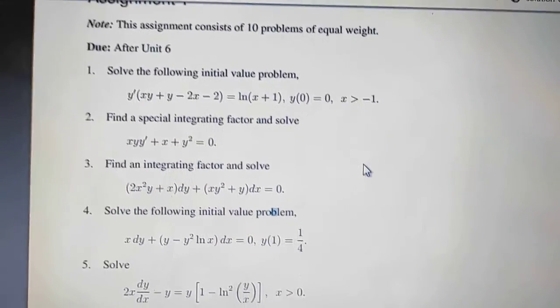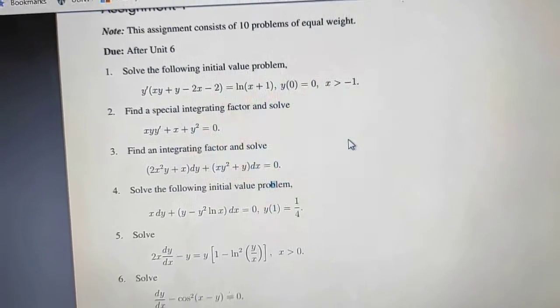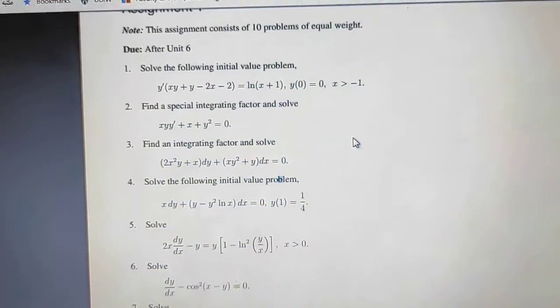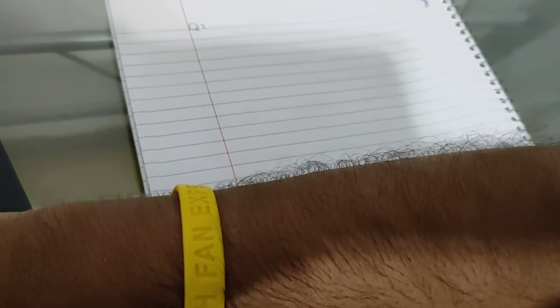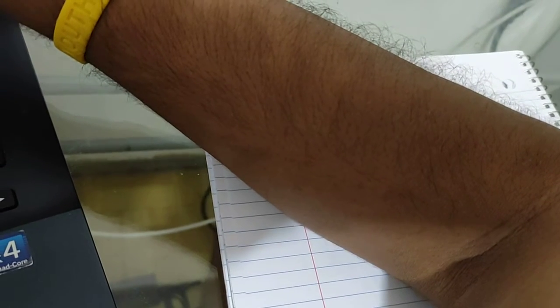Question number 2, assignment 1. It is this question over here: xy y dash plus x plus y squared equals 0. Find the special integrating factor and solve. How do you do that? How do we do that? Let's find out. Let's do it.